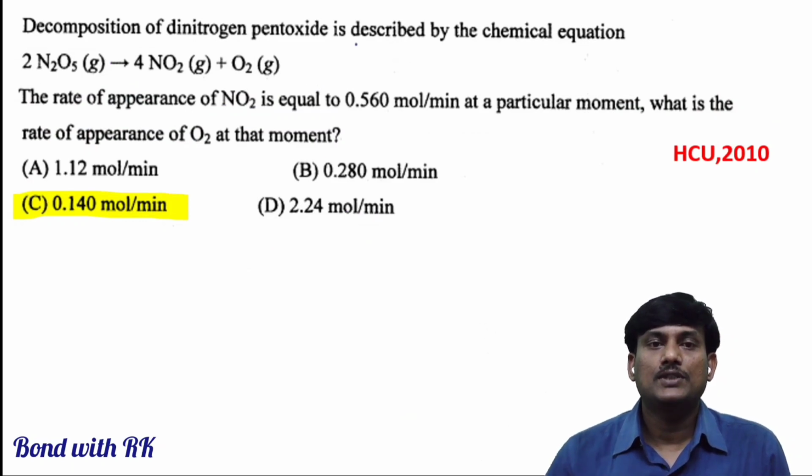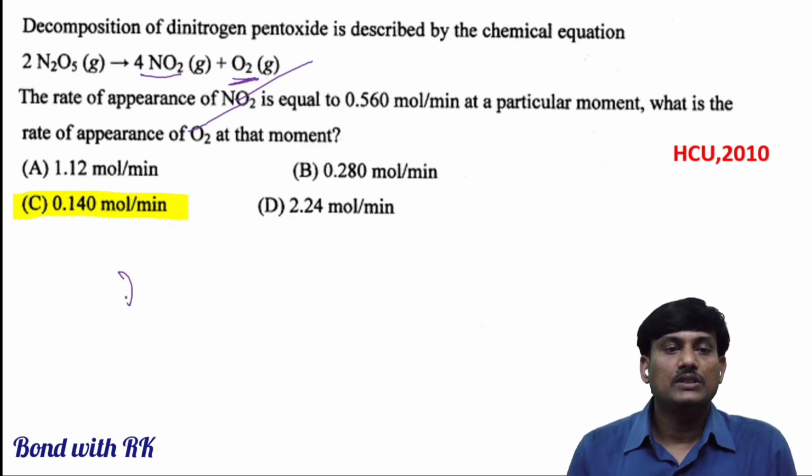Decomposition of dinitrogen pentoxide is described by the chemical equation. The rate of appearance of NO2 is equal to 0.560 mole per minute at a particular moment. What is the rate of appearance of O2? You have to compare these two. Rate of appearance of NO2 is given. You have to find out the rate of appearance of O2. We know the equation.